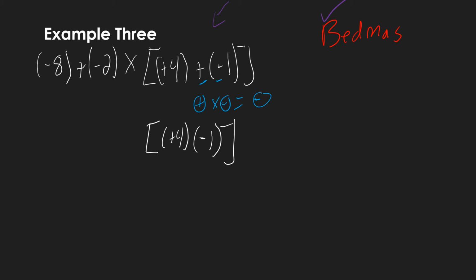So we have 4 positives and 1 negative. That is just simply like saying positive 4 minus 1. So we know that in that bracket, the answer is going to end up being positive 3. So then we can take that and move on to the next step.